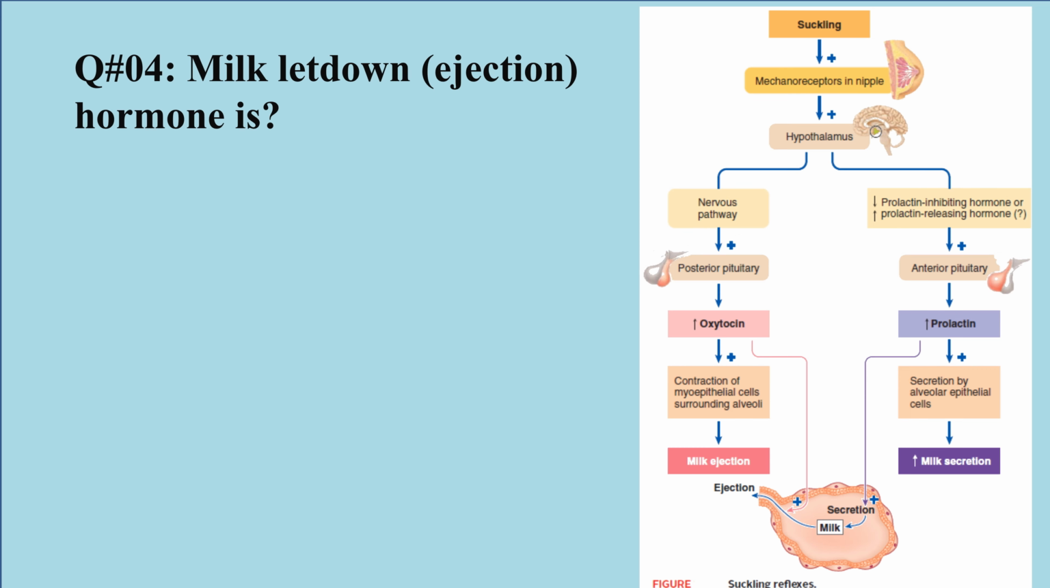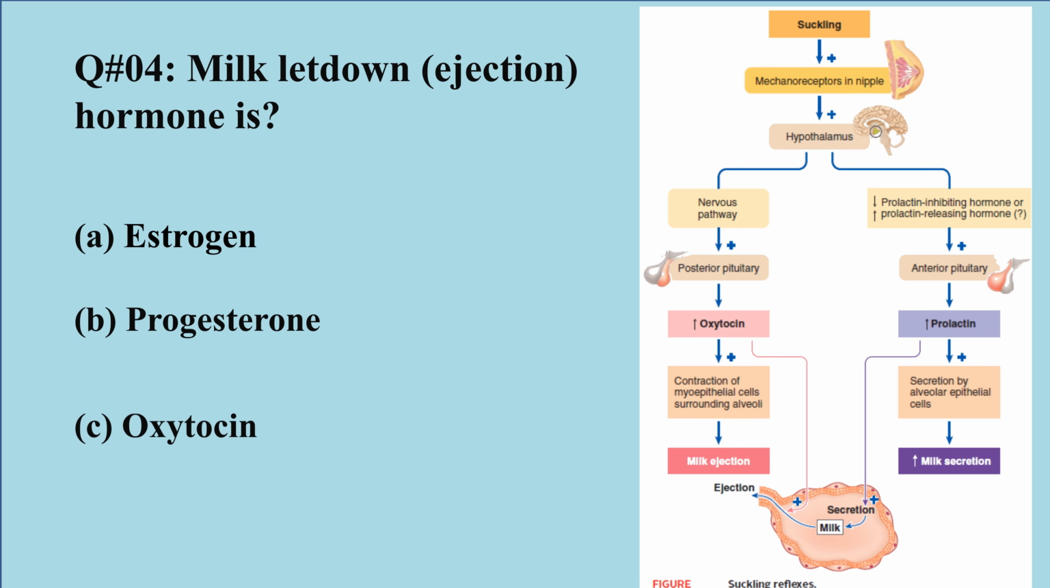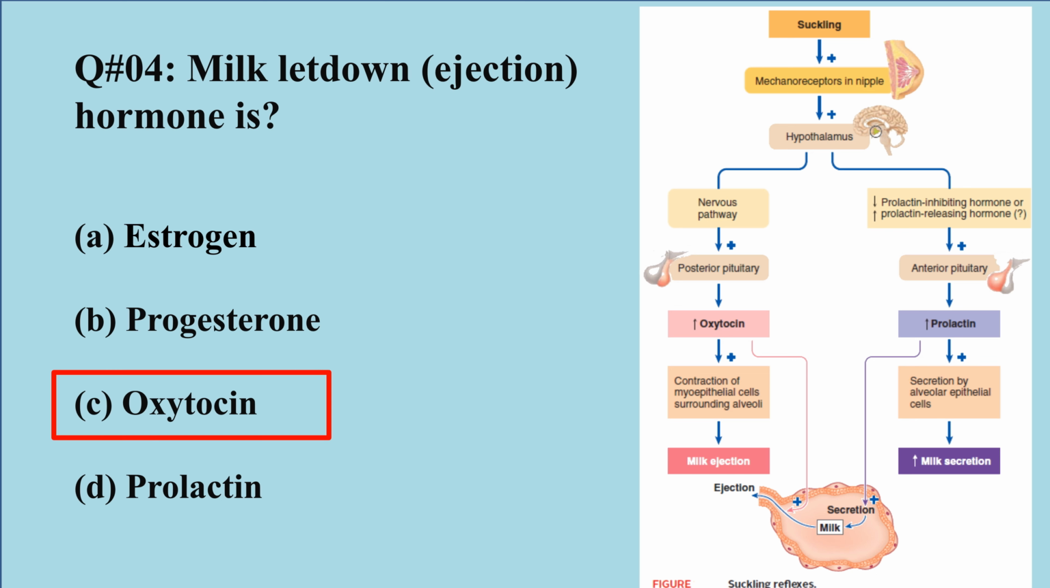Question number 4. Milk letdown or ejection hormone is: A, estrogen; B, progesterone; C, oxytocin; D, prolactin. The right option for this question is oxytocin. So oxytocin is involved in the ejection of milk from the breast of the mother after the childbirth.